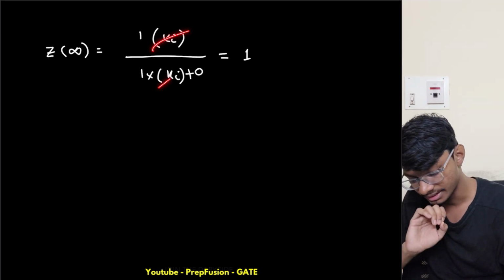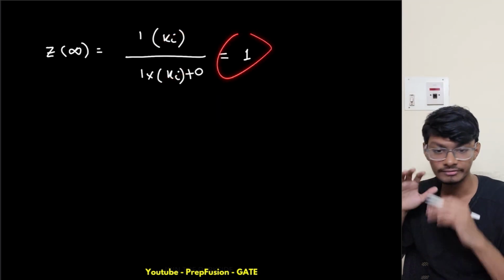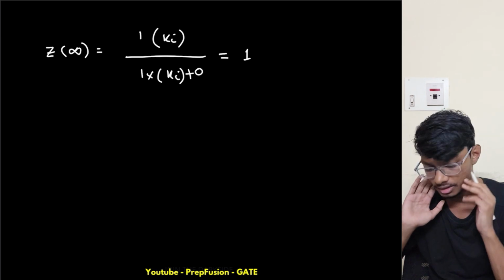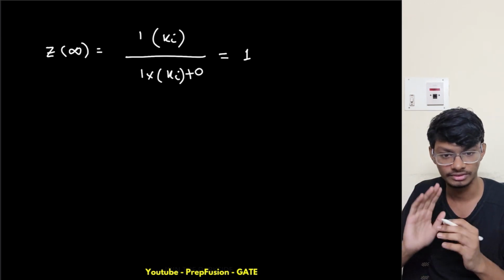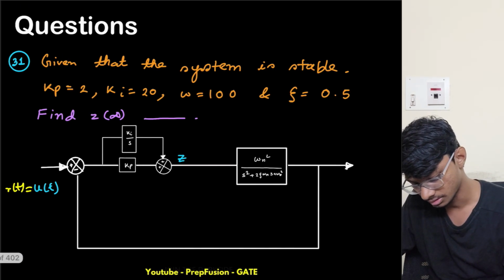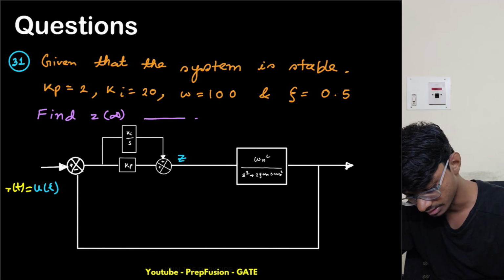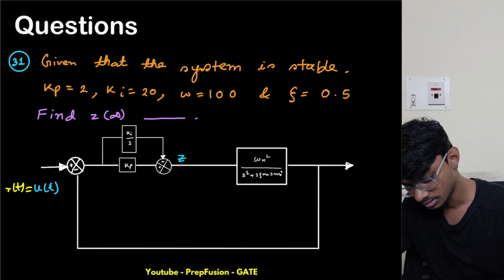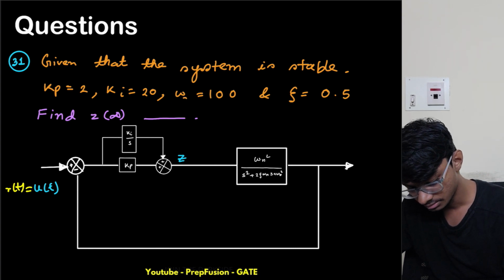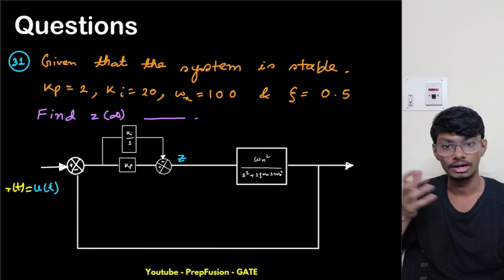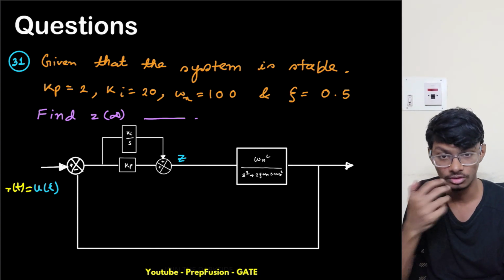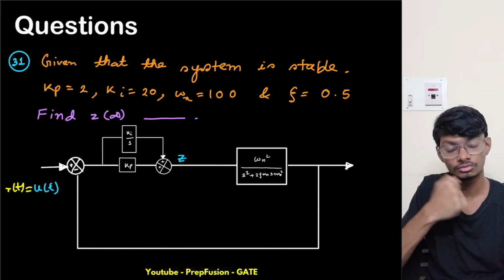So what do you see? That ki is getting cancelled. And whatever the values of ki, kp, omega n and zeta are, so this is actually omega n, not omega simply, whatever the values may be, it doesn't matter. They just cancel each other out. That's why you shouldn't put all the values at the start. You should put all the values at the end.